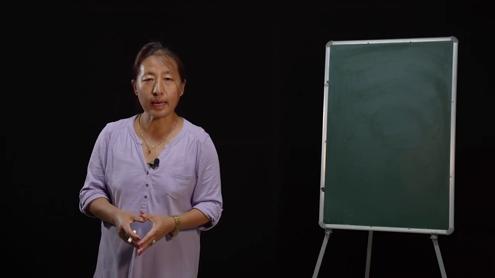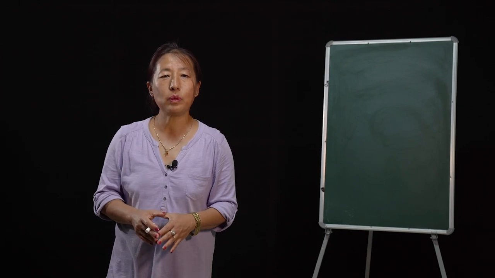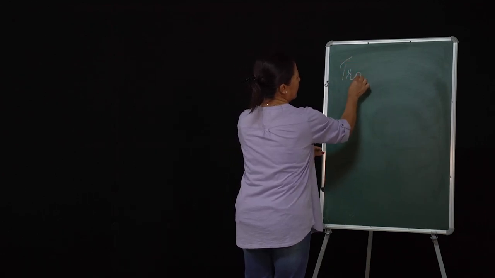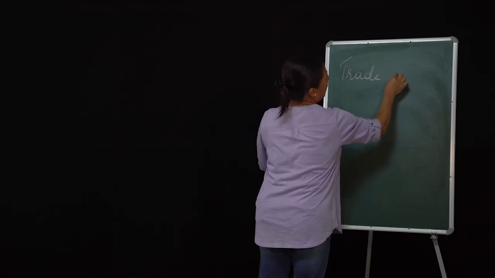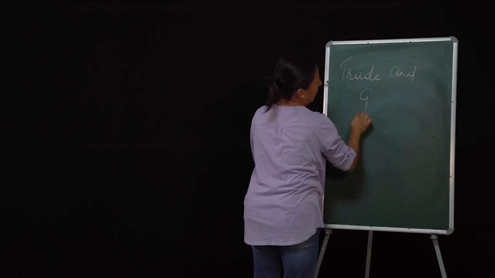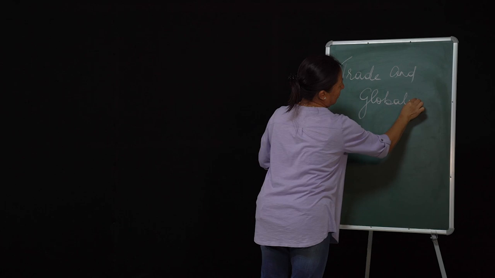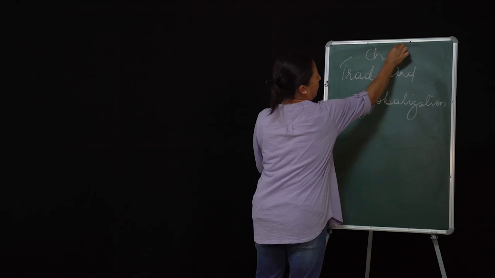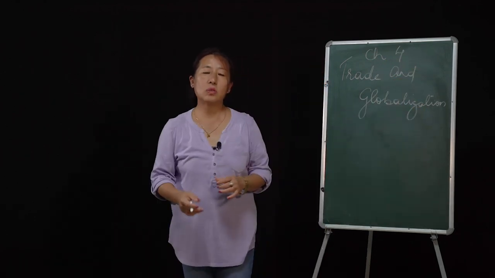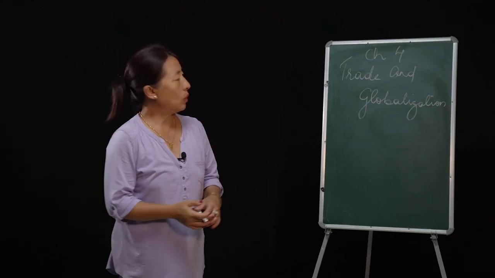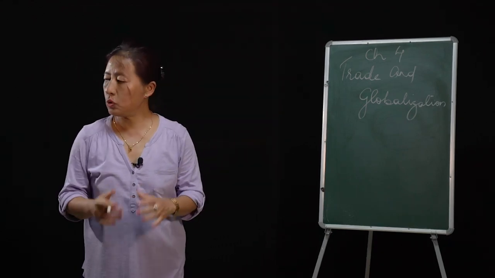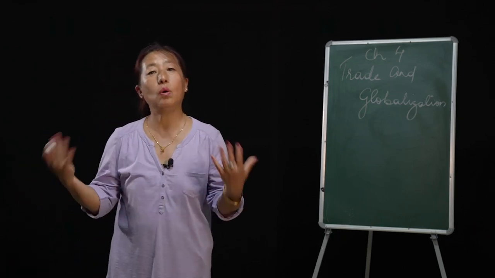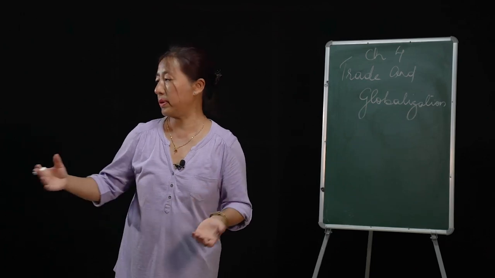Class 10 social science, and today we'll be discussing trade and globalization. Class 10 trade and globalization. This is chapter 4, okay? Chapter 4, that means the last chapter for unit 1. So, trade and globalization. And I'm sure you will find it interesting, because here we are going to discuss the whole world, what happened to the world, and so on.